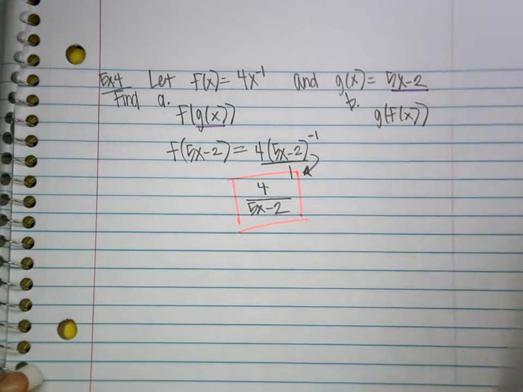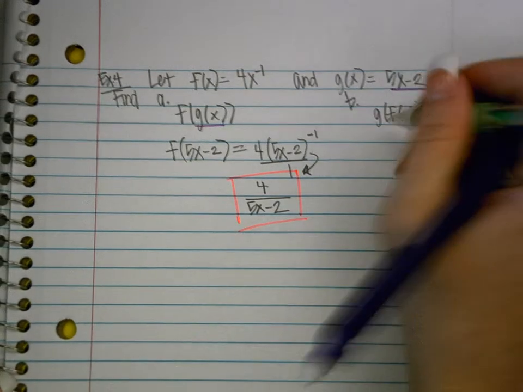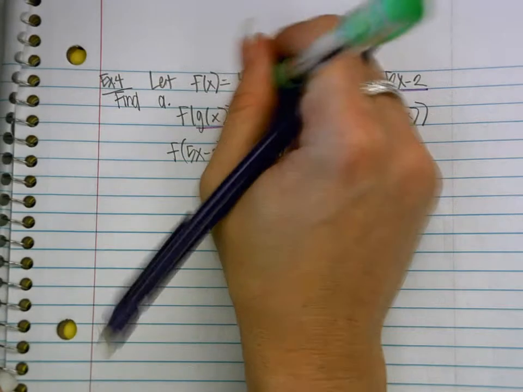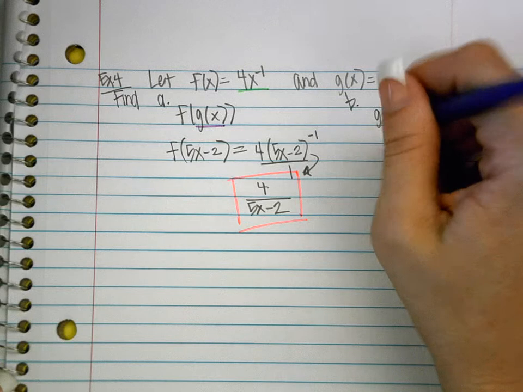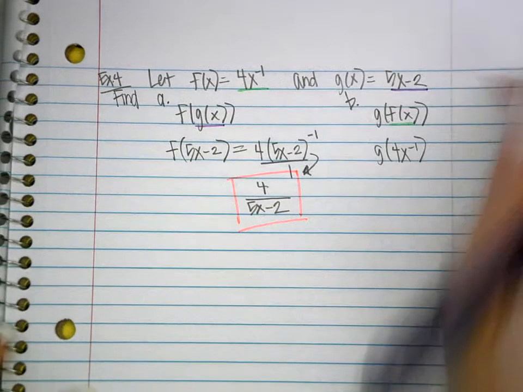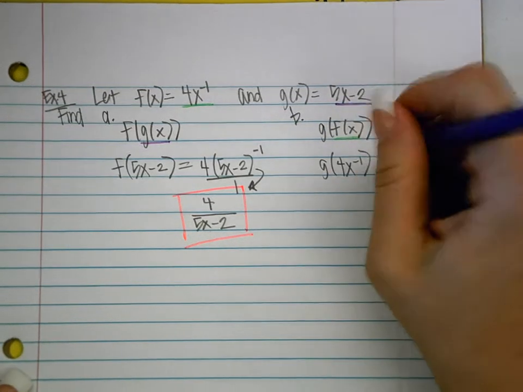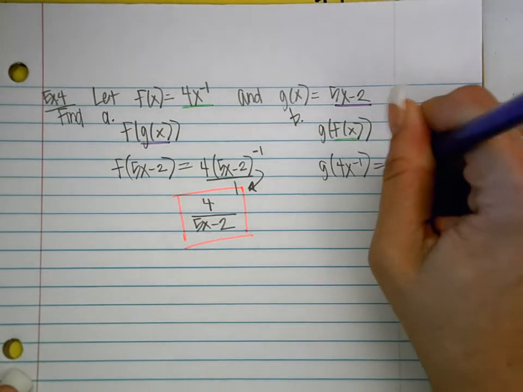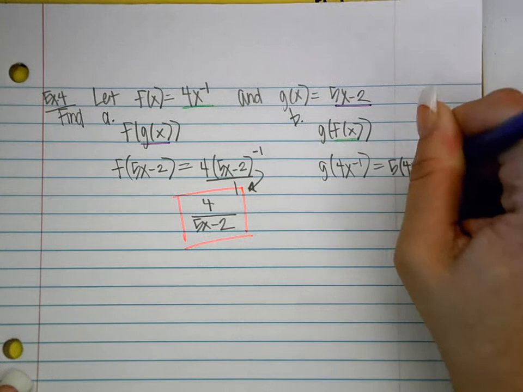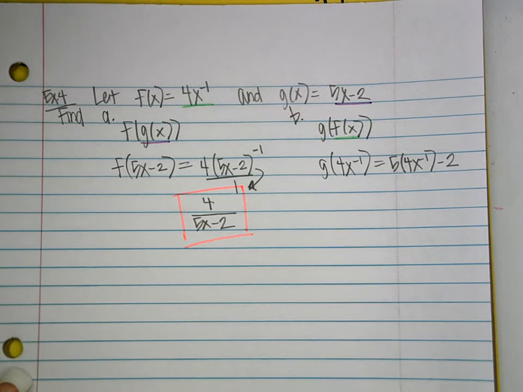Next one, I'd like you to find g of f of x. G of f of x. So we're going to go backwards here. We know that f of x is equal to 4x to the negative 1. So I want you to find g of 4x to the negative 1, meaning I plug in 4x to the negative 1 for x. So 5 times 4x to the negative 1 minus 2. How would you solve that? What would you do?